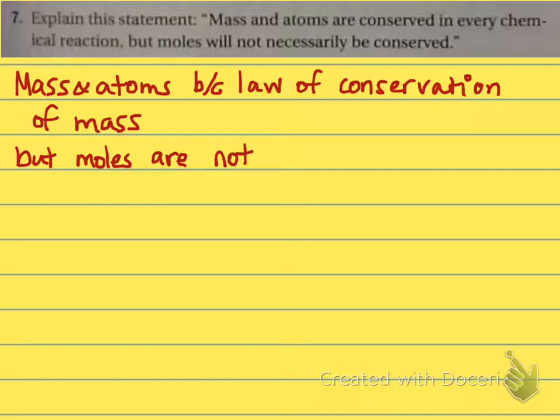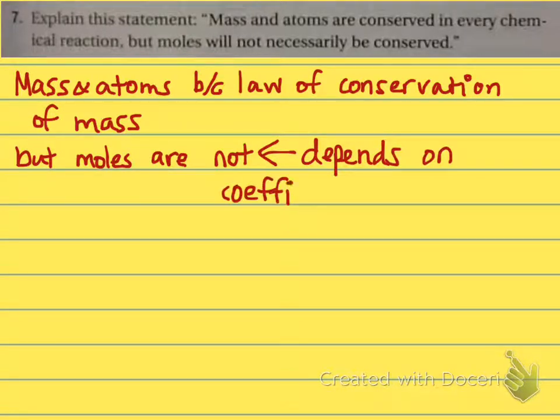Your textbook answered it this way. The number of moles of reactants and products depends on the chemical reaction. For some reactions, moles of reactants and products are equal, but this is not generally the case. So again, they're kind of saying that this depends on the coefficients in your balanced chemical equation.